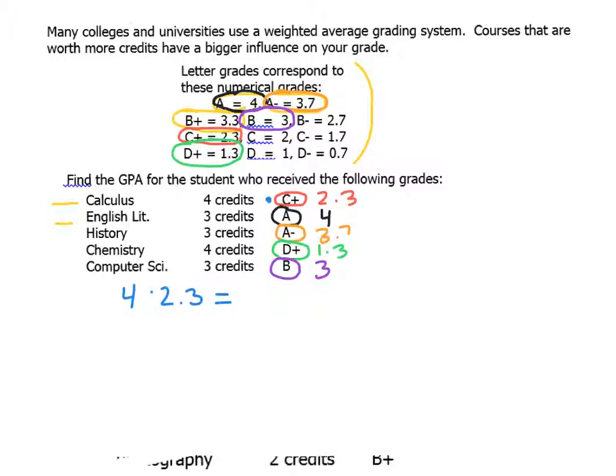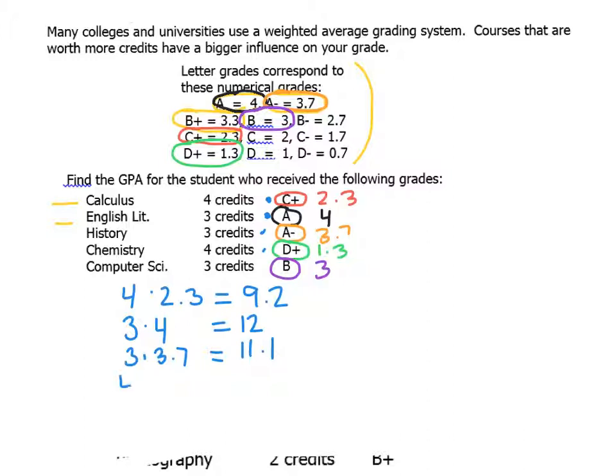And when we do that, 4 times 2.3, we get 9.2. Okay, so if you look at this one, we're going to do 3 credits times 4, which is going to give us 12. The next one is going to be 3 credits times 3.7, which is 11.1.